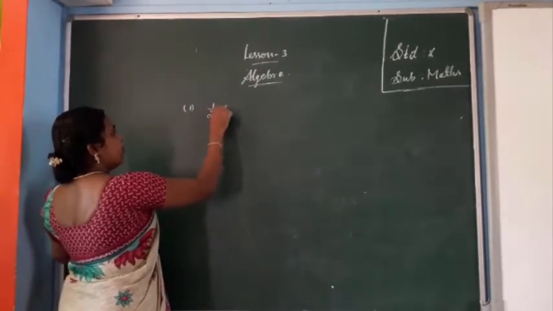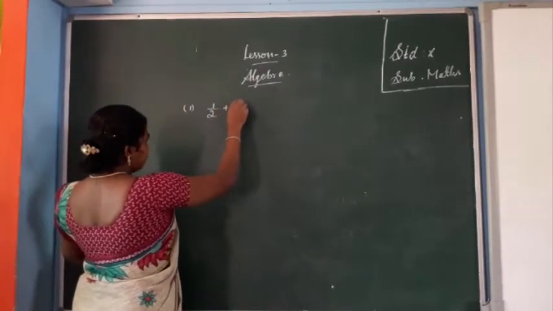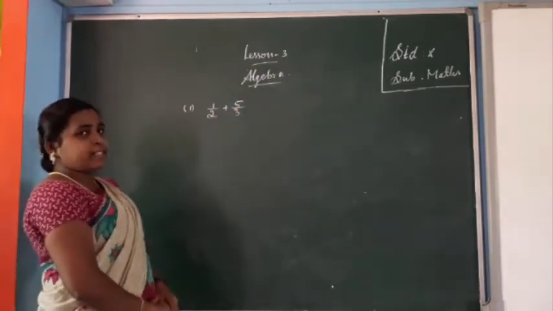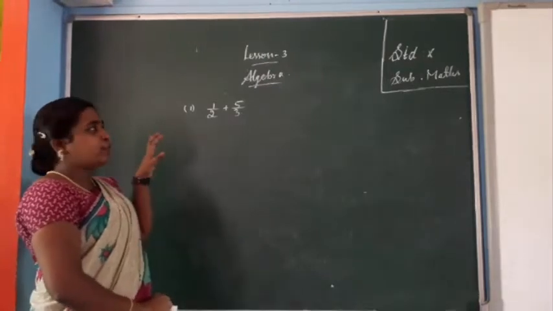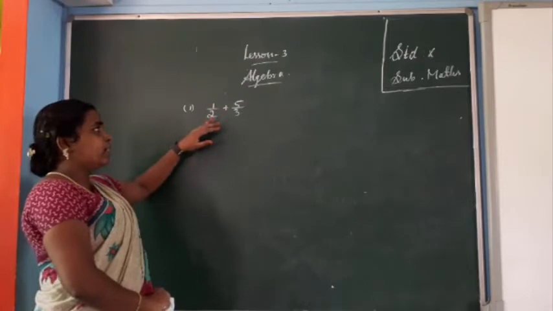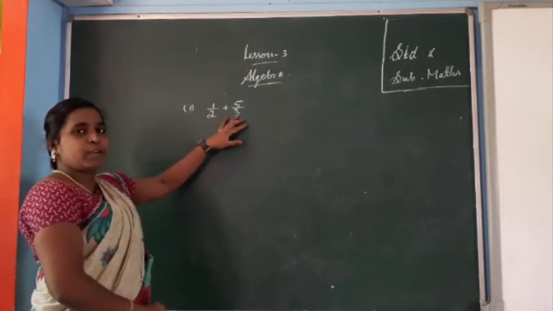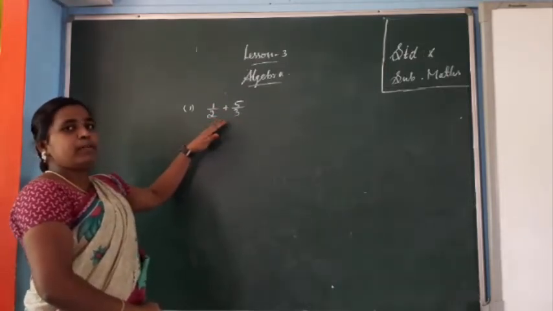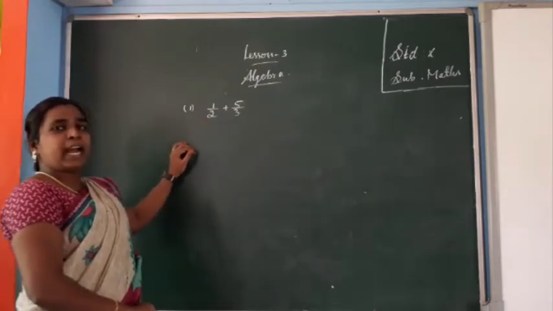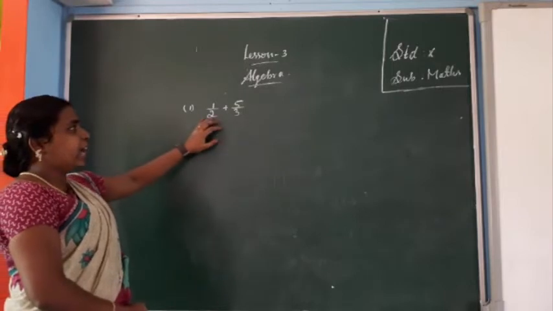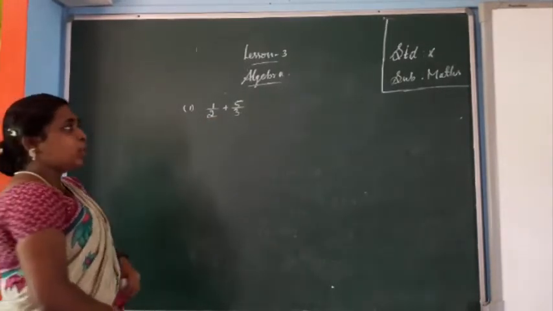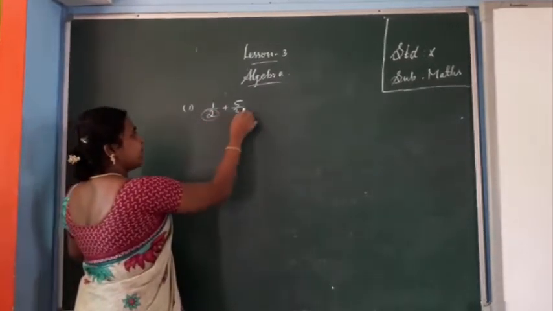1 by 2 plus 5 by 3. Okay, 1 by 2 plus 5 by 3. See this question. You want to add these two values, and both are fractional numbers. In the last class I told you that if two numbers are fractions, before adding you want to check the denominator. If the denominators are equal we can add directly, isn't it? But here the denominators are different, so you want to take the LCM of both values.